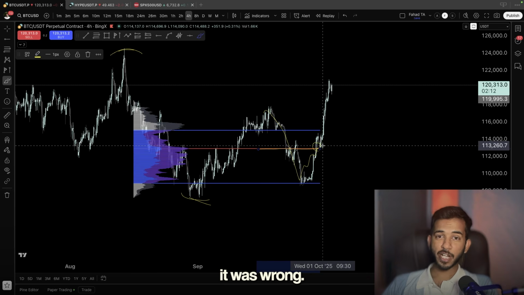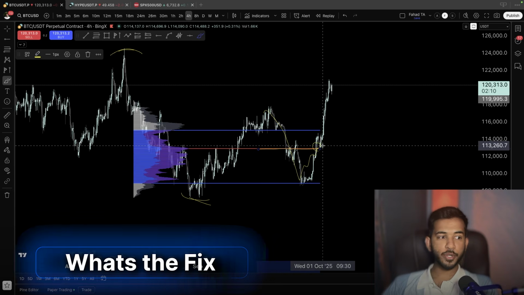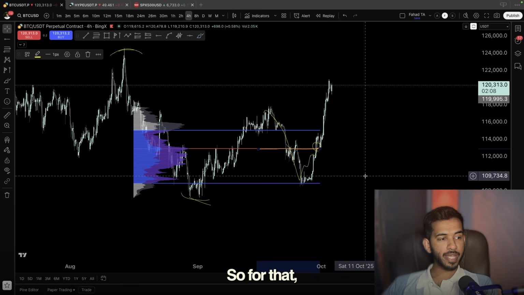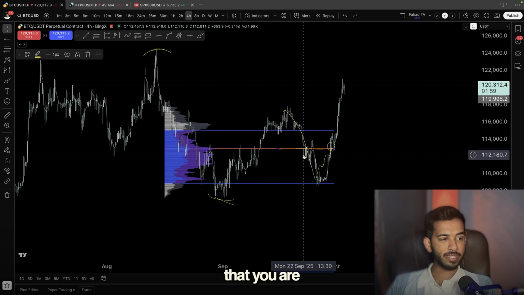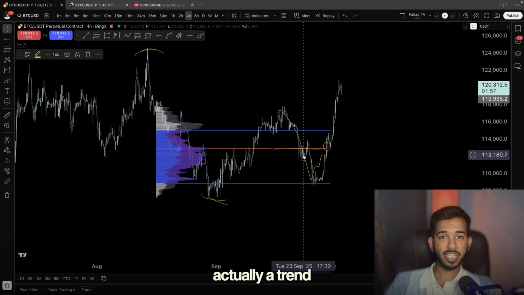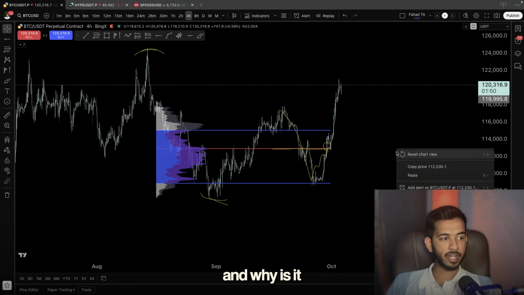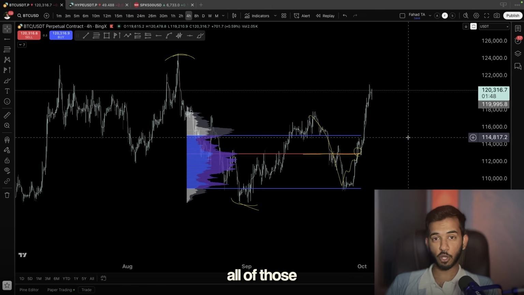So now we've understood the mistake. We've understood why it was wrong. But what's the fix? How do you not make this mistake? For that, it's pretty simple. All you have to do is look at the bigger time frame, look at whether the market was trending, and whether any price action that you are expecting to be a trend is actually a trend, or is it just a continuation, or is it just an internal market structure? Now what is an internal market structure and why is it important for you to understand all of those things?